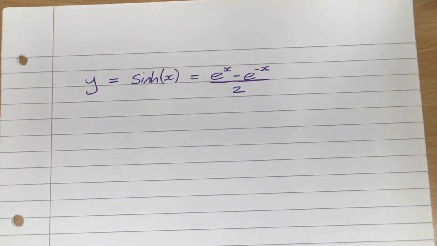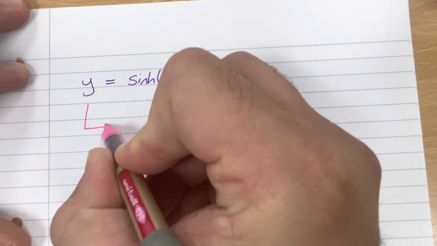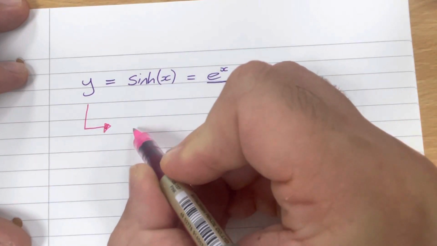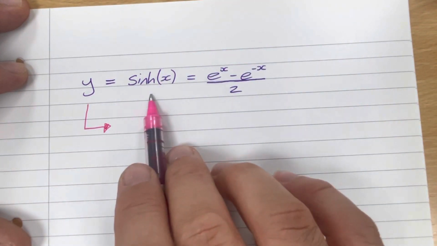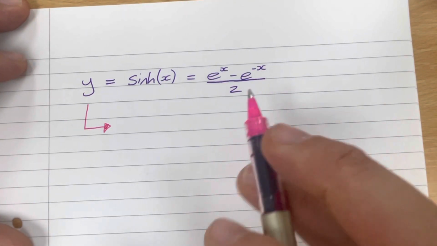So the first one we're going to look at is the sinh function. For any inverse function, the process that we undertake is we swap the x's and the y's. So we've got y equals sinh of x, which is defined as being e to the x minus e to the minus x all over 2.